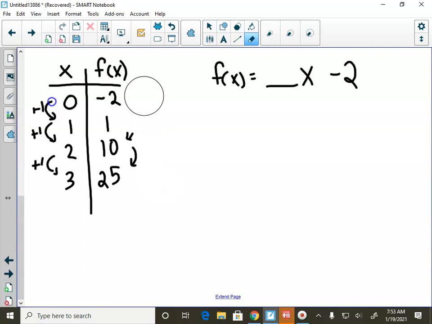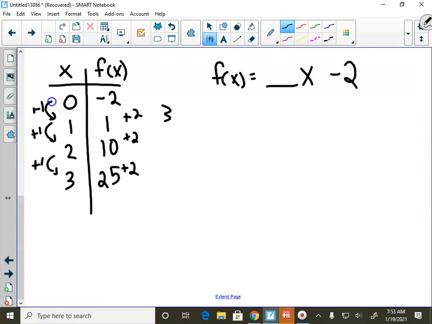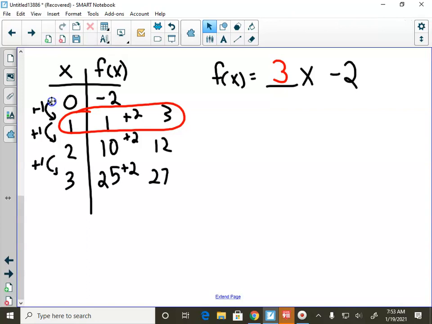Let's get rid of this. Okay. And now what we're going to do is we're going to undo subtracting 2. So we'll add 2 to each of these. And that's going to now give us a 3, a 12, and a 27. Okay. Again, look across from the 1. Our new column across from the 1. It's going to give us a 3. So let's say that our 3 is here. Okay. Again, this is what we're trying. And we're going to see how it works.